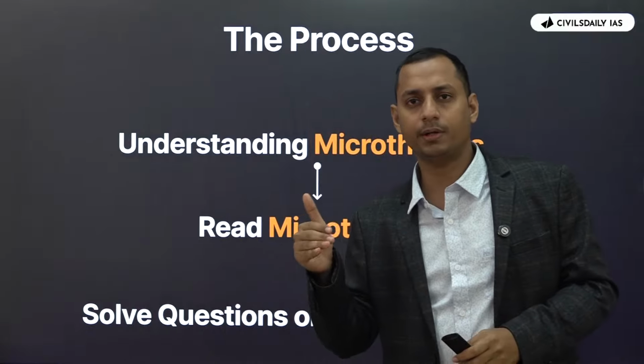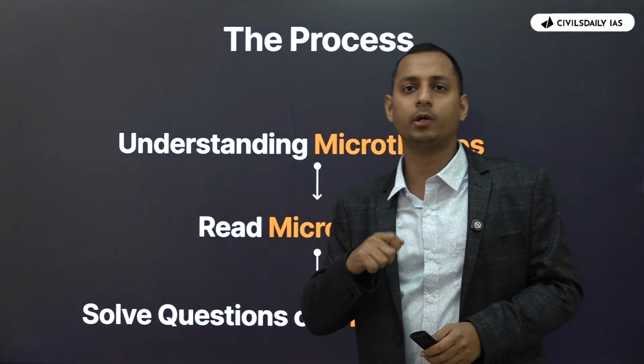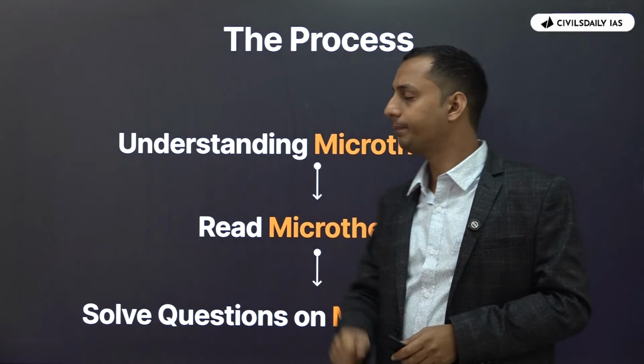And which are the less important areas? You can read them for the first time, but when you revise for the second time, you don't need to read them once again, right?